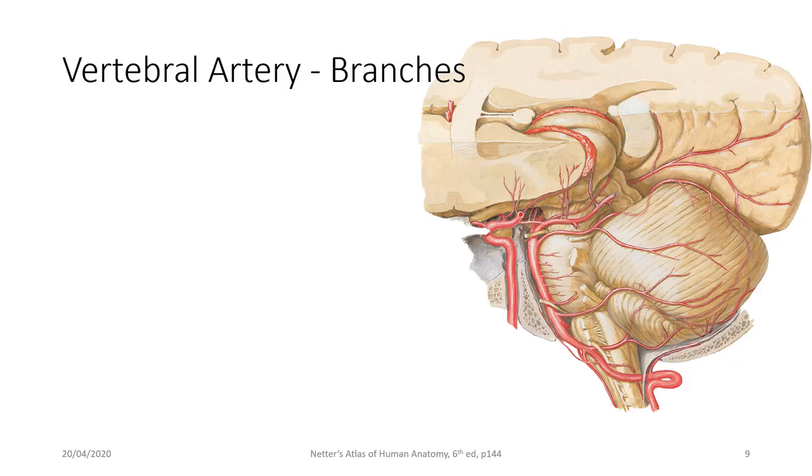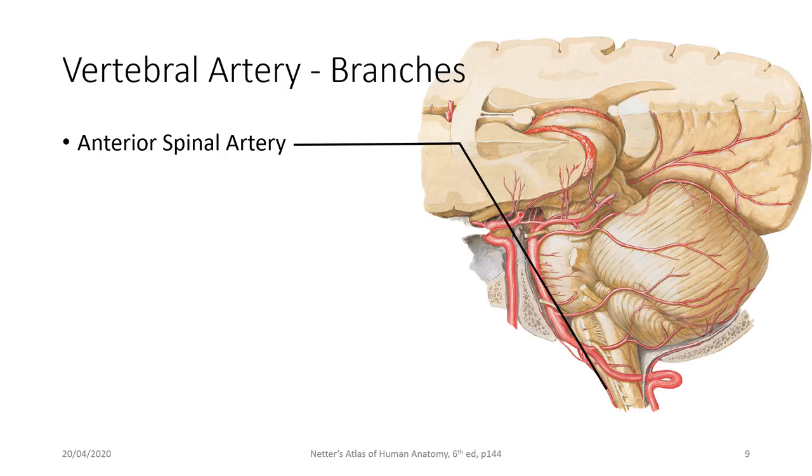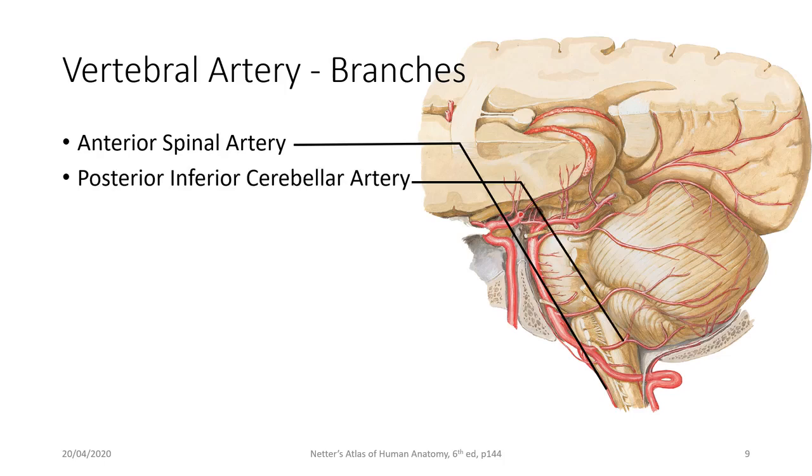Let's revise all these three in the lateral view. This is the anterior spinal artery formed by the joining of the branches from both vertebral arteries running in the midline anteriorly. Then there is posterior inferior cerebellar artery. Here you can see that it swings laterally around the medulla. Then it runs on the under surface of the cerebellum going up to the posterior surface. So this is posterior inferior cerebellar artery. This is the posterior spinal artery.